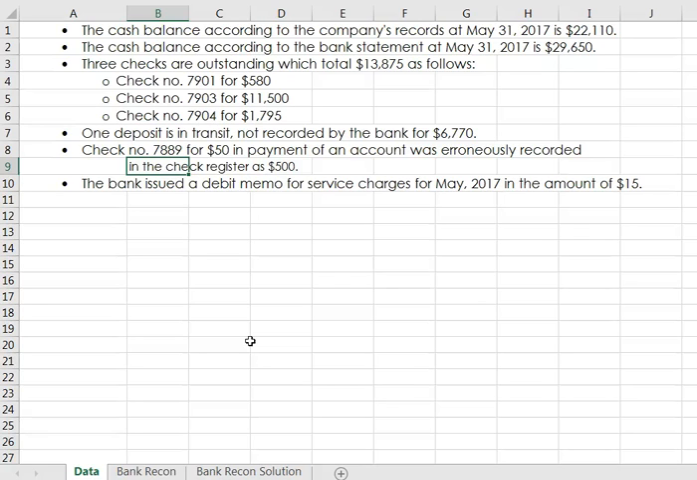One deposit in transit not recorded by the bank for $6,770. Check number 7889 for $50 in payment on an account was erroneously recorded in the check register as $500. The bank issued a debit memo for service charges for May 2017 in the amount of $15.